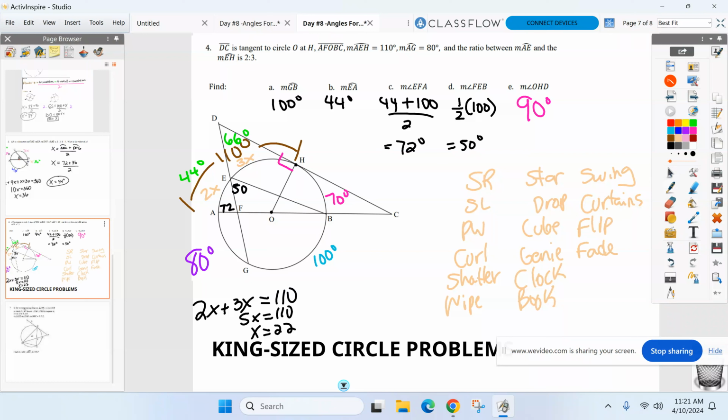Slide right, left, pinwheel, curl, shatters, wipes, star, drop, five drops, cubes, genie, clock, hook, swing, curtain, flip. You had curtain. Where do you want to flip? Flip, fade.